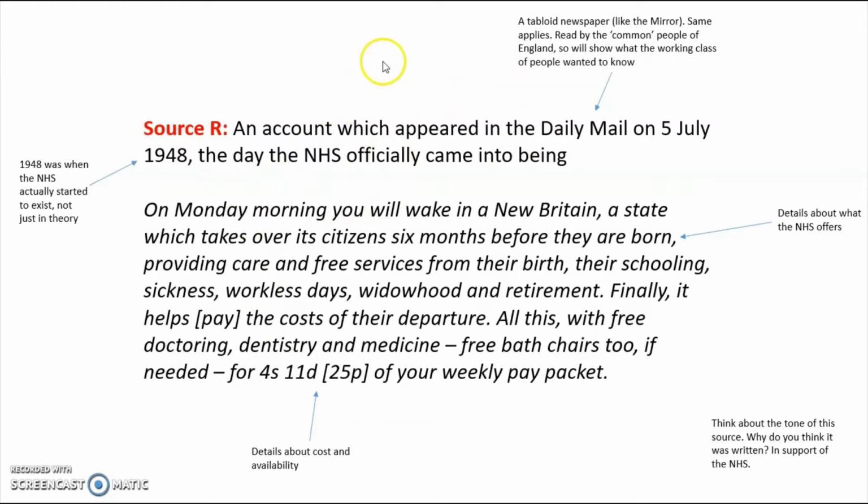If we're looking at the source itself, this one's from the Daily Mail, a tabloid newspaper, so it's very similar to the Mirror, so what I've already said before, and the same applies. It is read by the common people of England, so it will show what the working class of people wanted to know was available to them. Okay, so this is going to be important. This source is telling me what the working class of people may have thought about the NHS. However, when we come to answering the question, it doesn't tell me about what the middle and upper classes may have thought.